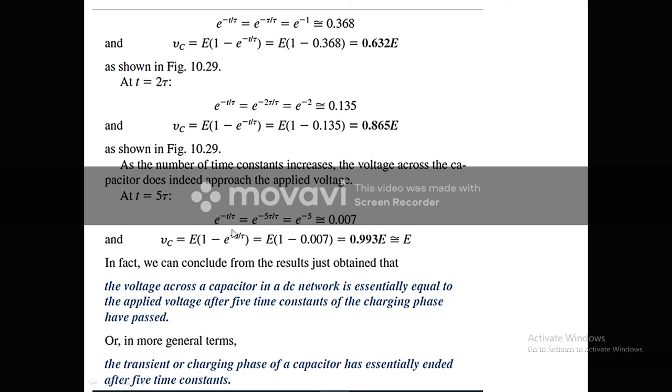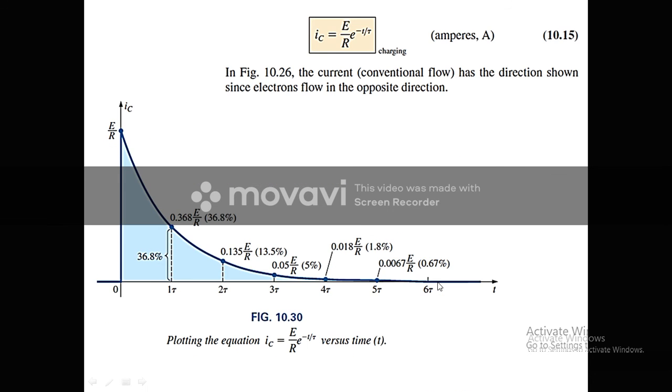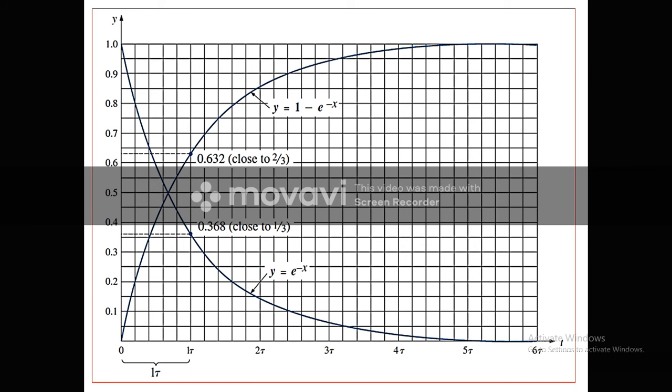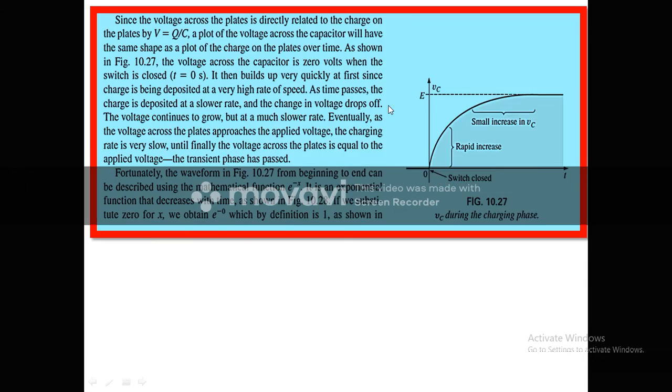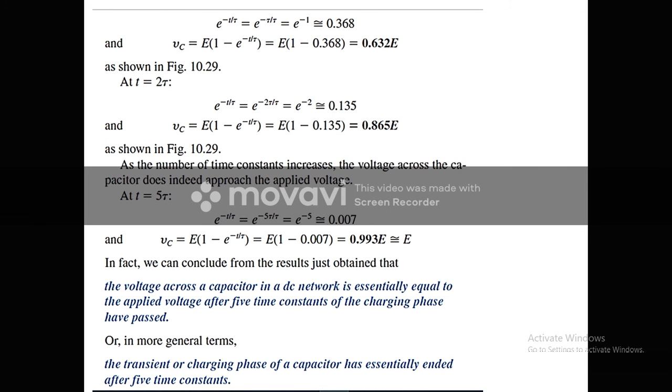Now at t equal to 5 tau, tau will be cancelled out, and we are left with e raised to power minus 5, which is 0.007. Now 1 minus 0.007 is 0.99, which is approximately equal to E. So what does it mean? It means at t equal to 5 tau the capacitor is fully charged, meaning we reach the source voltage across Vc. Now Vc has the same voltage as E. This Vc is equal to E at t equal to 5 tau.